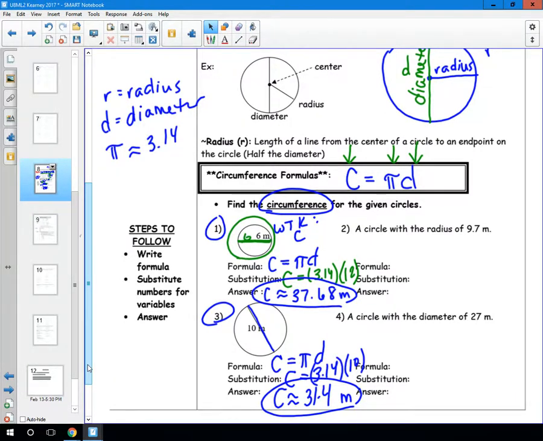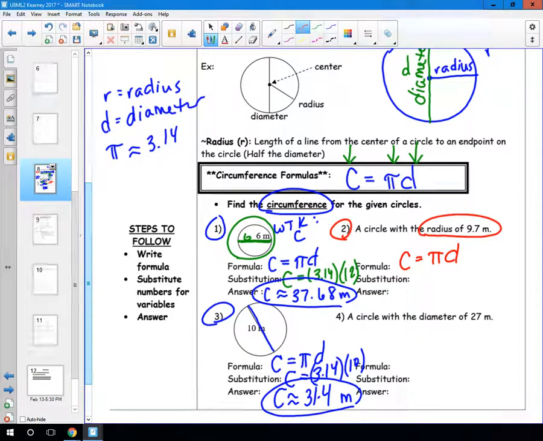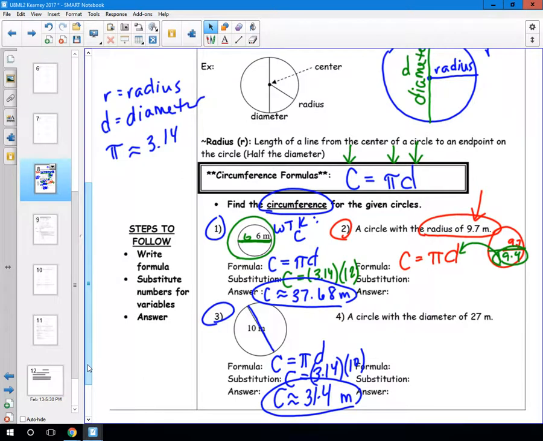Now, if you come back up here to number 2, notice that they give it to you in not a picture, but words. They give you the radius is 9.7. So my formula is C equals pi times diameter. What can I do if I have a circle and the radius is 9.7? Can you use that to find the diameter? If the radius is halfway across, and I want the whole thing, I could just do 9.7 times 2. So my diameter would be 19.4, the whole way across. And then I can use that to plug into my formula. Okay? So you can come back and do number 3 and 4 in just a moment.